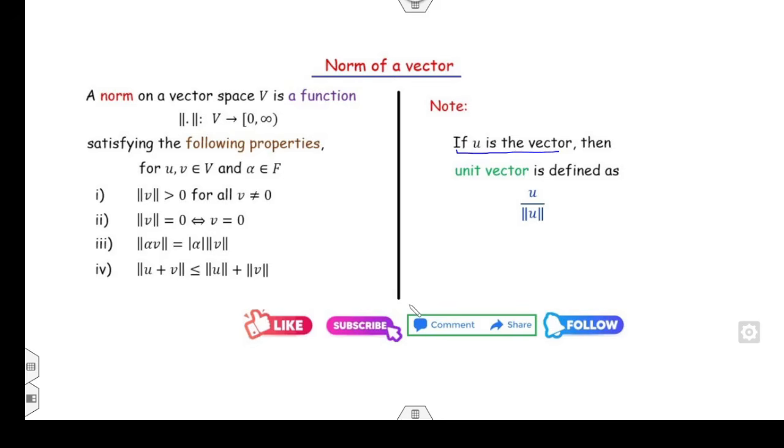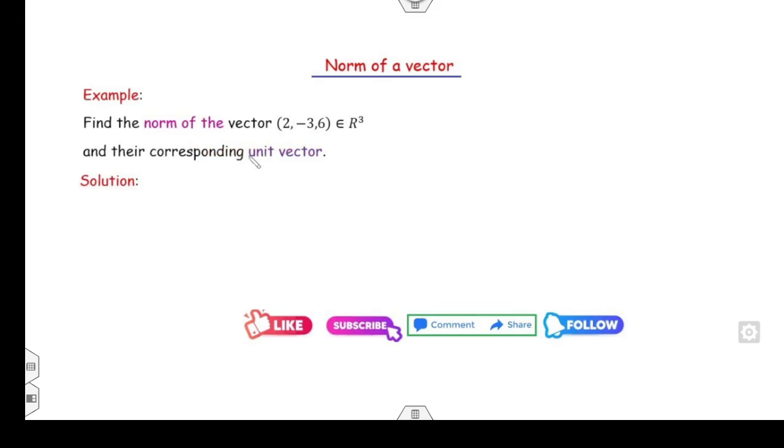For example, if I ask you to calculate the norm of a vector, let's take x as 2, minus 3, 6. It's a vector of R cube. Then we can define the norm of x as the root of the inner product of x and x. So can you define the inner product on R cube?